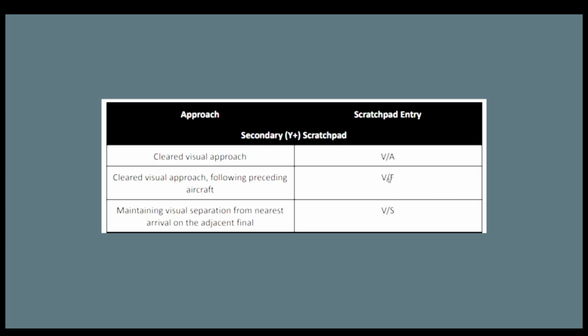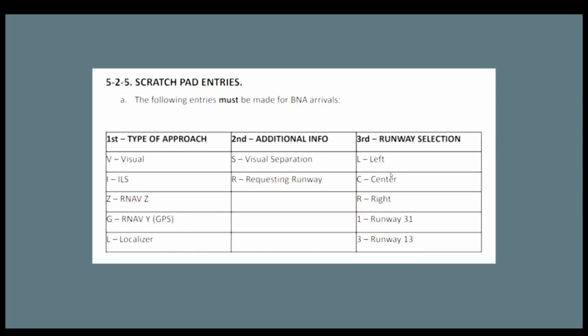These others don't do anything for ATPA, but they are in there, to be used. Cleared visual approach, when you clear someone, you use the VA. It's not really mandatory, but it does help the other final. And then, maintaining visual from the nearest aircraft on the adjacent final, BVS. Again, those don't affect ATPA. It's only the VF that does.